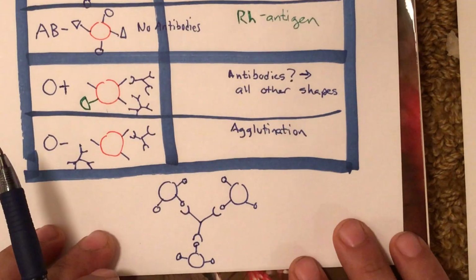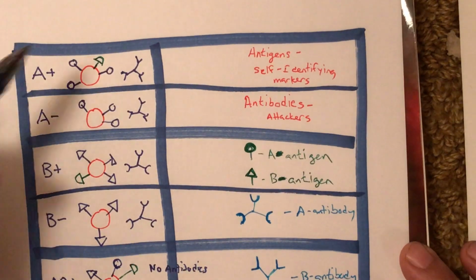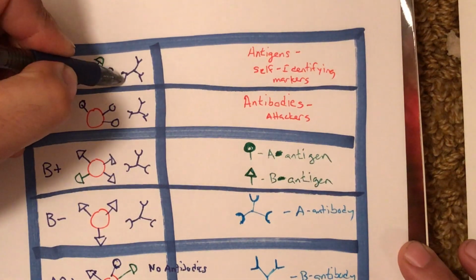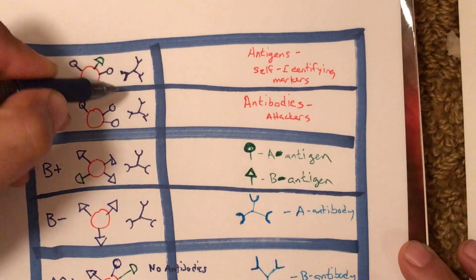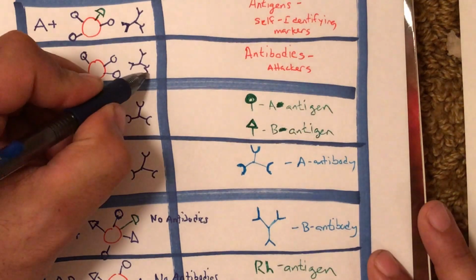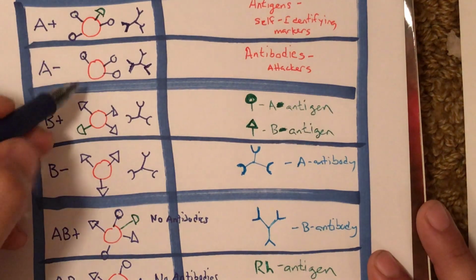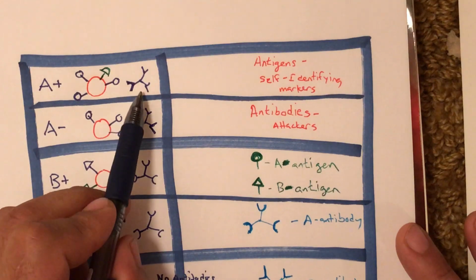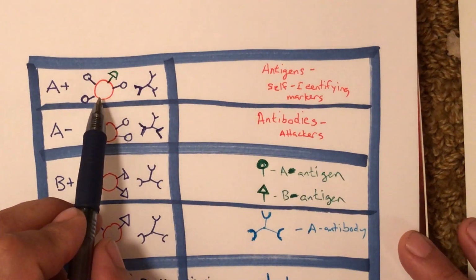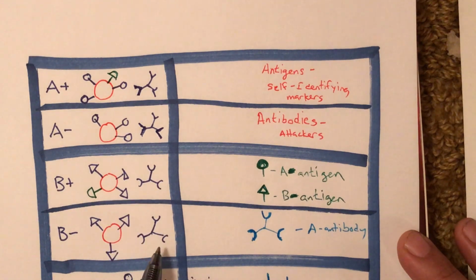And so I hope that makes sense. Therefore, these antibodies in each of these different scenarios had better be different shapes than the antigens associated with it. If these are triangular, these better be circular. Triangular, circular, circular, triangle, circular, triangular.